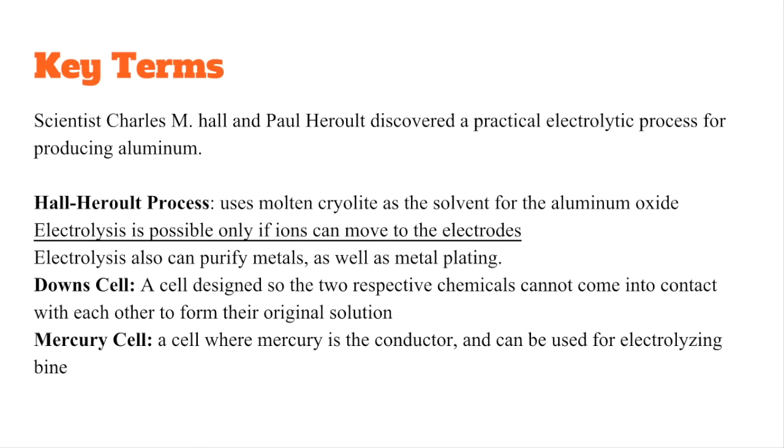Electrolysis is possible only if ions can move to the electrodes. Electrolysis also can purify metals as well as be used for metal plating. The Downs cell is a cell design so the two respective chemicals cannot come into contact with each other to form their original solution. A mercury cell is a cell where mercury is the conductor and can be used for electrolyzing brine.